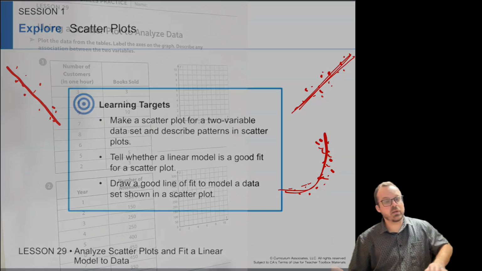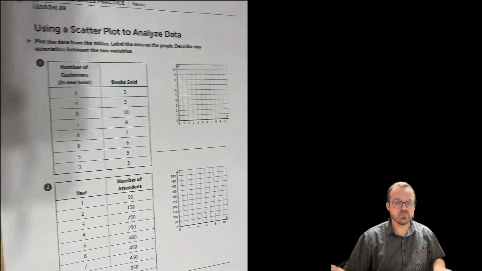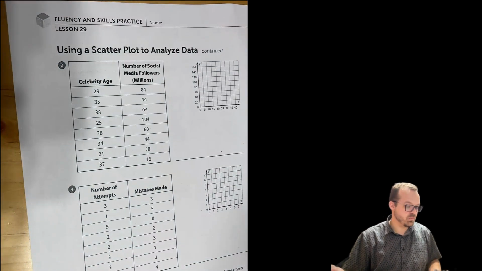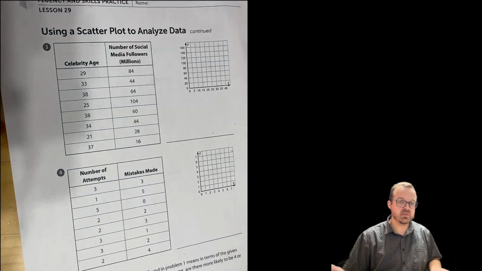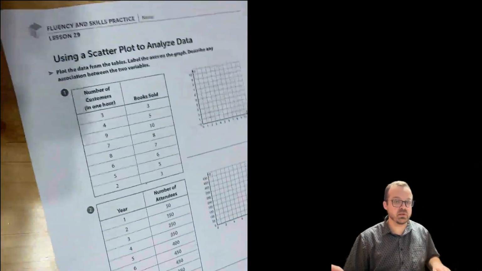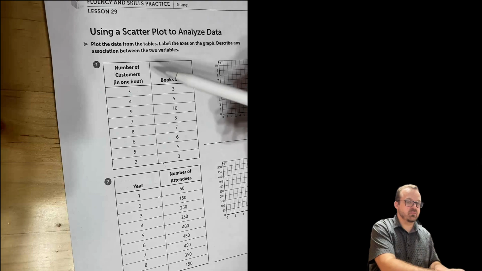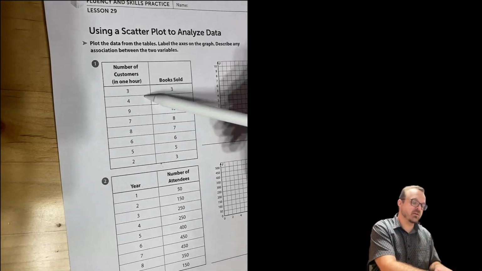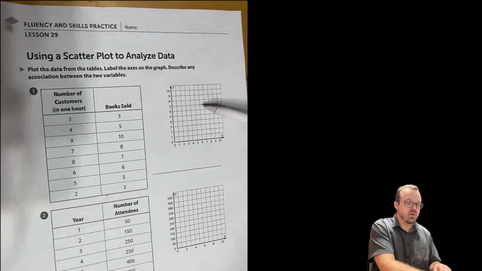So you should have picked up a worksheet. It looks like this. It has a couple of tables and graphs on the other side. We have a total of 5 problems, 3 problems on the back. One of them is not a table problem. But we're given a table of data, right? A big old table of data here, and then we have to plot those points over here.